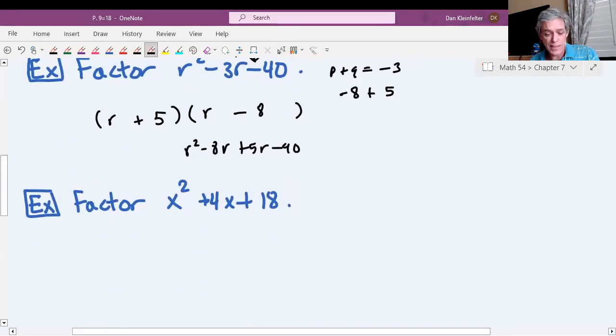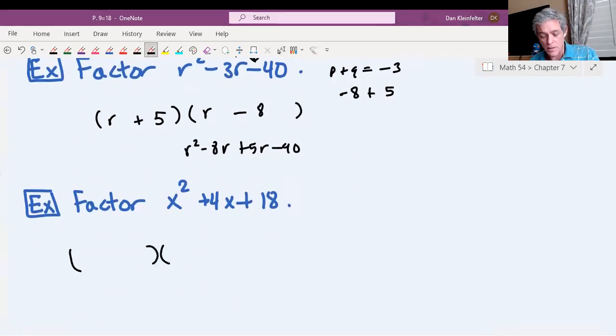We're back to both pluses this time. So this time we have x's in the front. The last term being positive is going to tell us that the two signs are the same. The plus in front of the 4 tells us that they're both pluses. So this time we're looking for two numbers that are both positive. They have to multiply to 18 and add to 4.